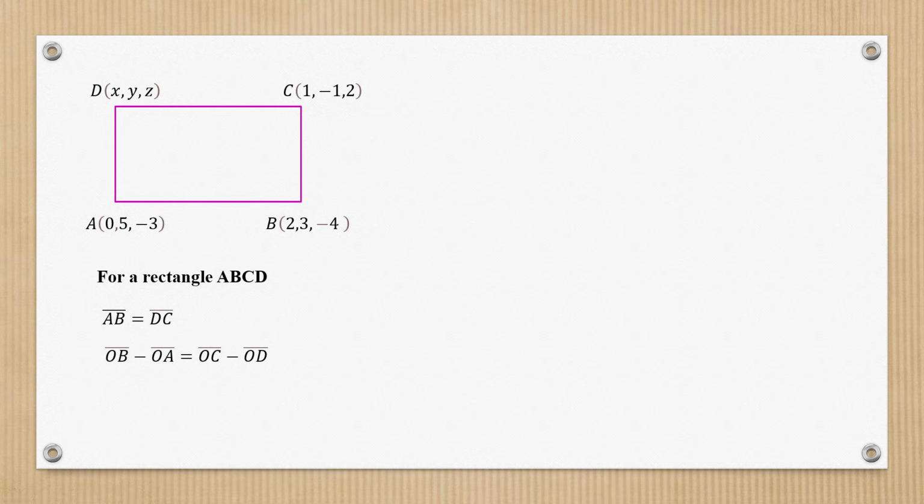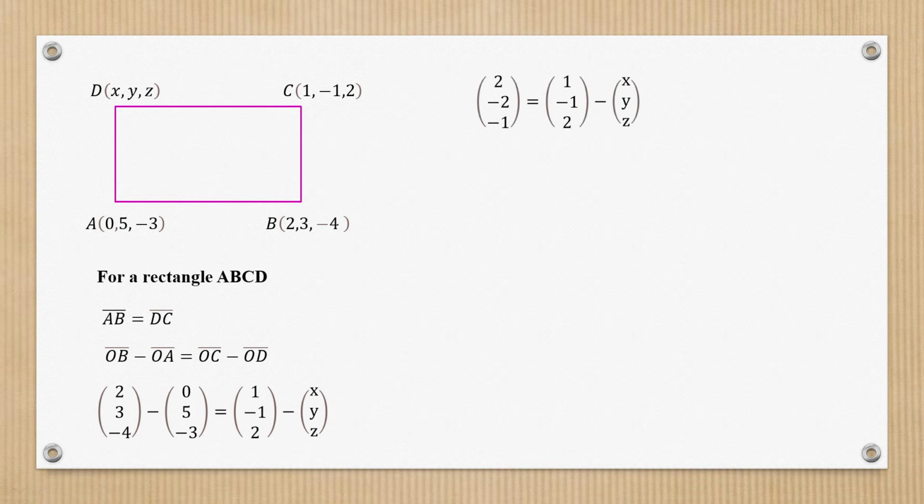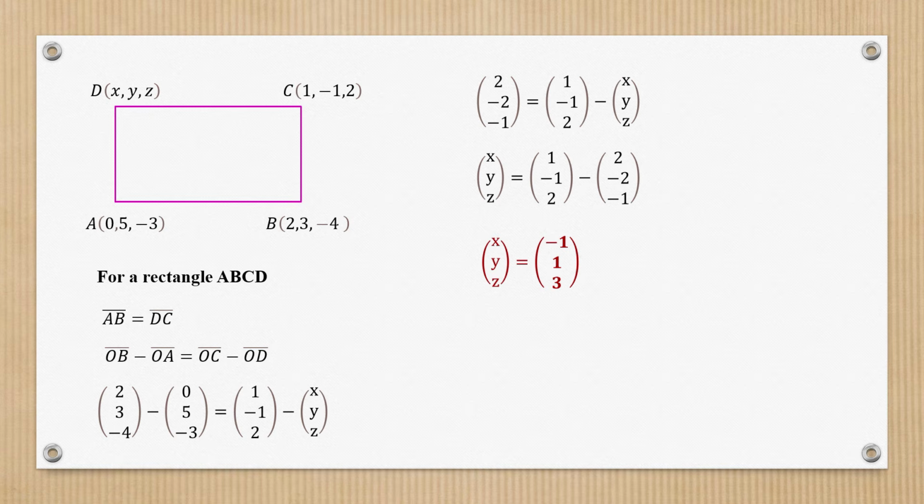So that means that OB minus OA, of course to find AB it's OB minus OA, should be equal to, to find DC we need OC minus OD. Then when we put in those values, this is what we shall have. So we shall have XYZ. We're going to bring this over to this side and take that to the other side. XYZ should be equal to negative 1, 1, and 3. And it's actually as simple as that. So hence the coordinates of D are negative 1, 1, 3.